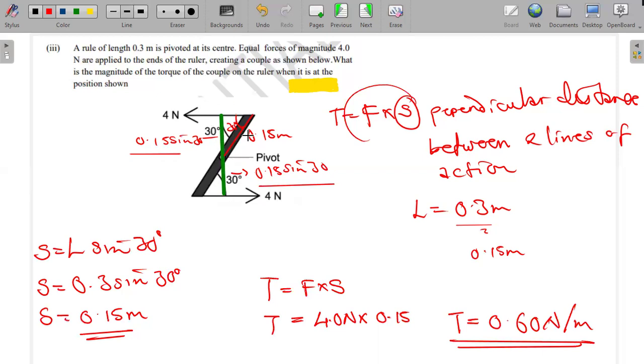And here it's simple because we're already given the directions in terms of theta. So we have 30 degrees as the angle between the orientation of the ruler itself and the two forces. So that is all on this particular question. The answer is 0.6 newton meters. All right.